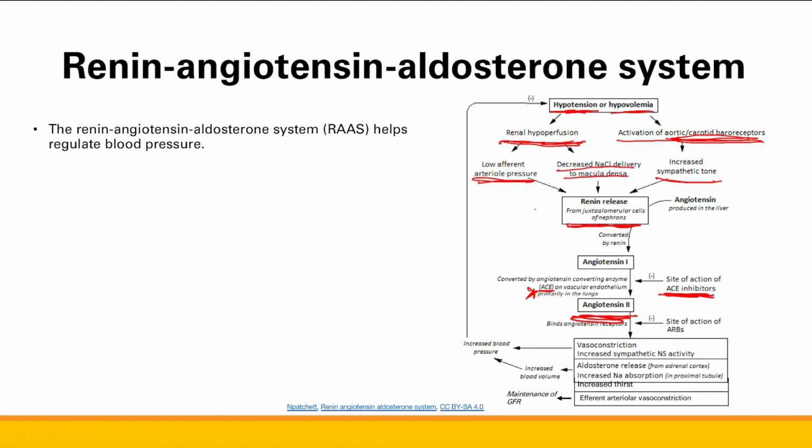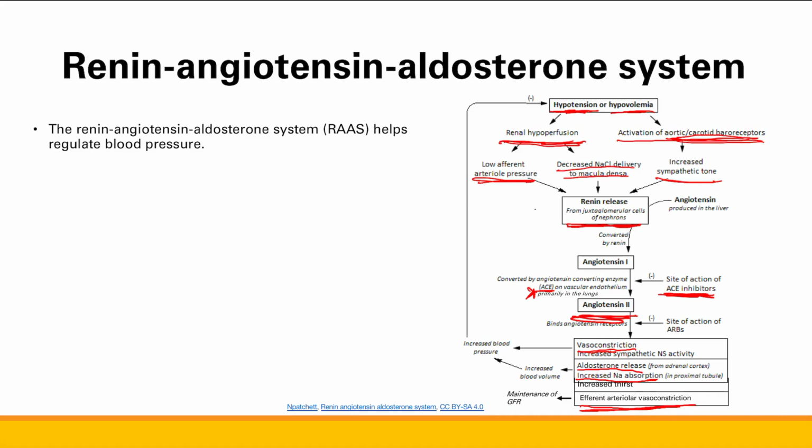Okay, it's going to act in many different organs. Number one, it's going to act in the smooth muscle of the vessels. It's going to cause vasoconstriction, and vasoconstriction increases blood pressure. Number two, it's going to act on the adrenal cortex to increase aldosterone release. And aldosterone, as you know by now, will increase sodium reabsorption in the collecting ducts, and thus increase blood pressure. Number three, it's going to act on the kidney itself, and it's going to increase sodium absorption. So it's going to increase sodium absorption in two ways: directly on the kidney and through aldosterone release from the adrenal cortex. It also acts on the kidney to cause efferent arteriole vasoconstriction.